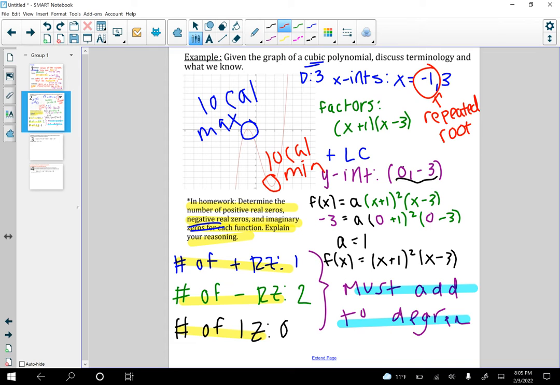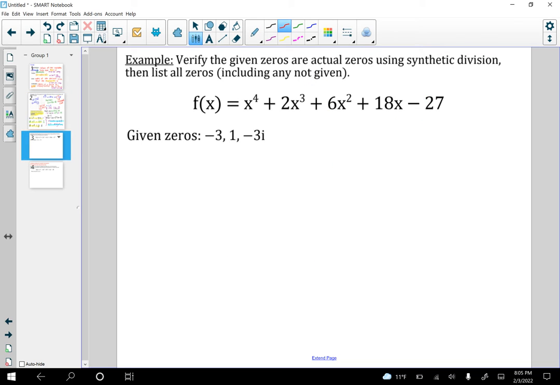Okay, my friends, we got a couple of problems left here. Verify the given zeros are actual zeros using synthetic division. Then list all zeros, including any not given. So I know that -3 is a zero. So if I do synthetic division, I should get out a remainder of 0. So I'm just going to start with that one because it's first on my list here.